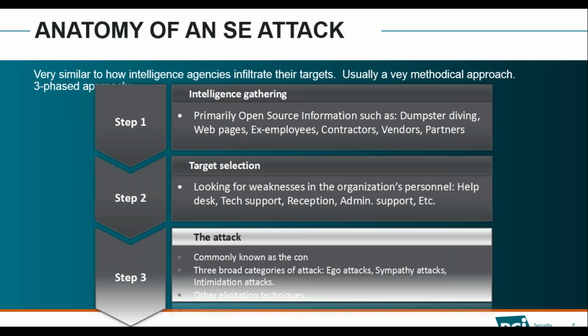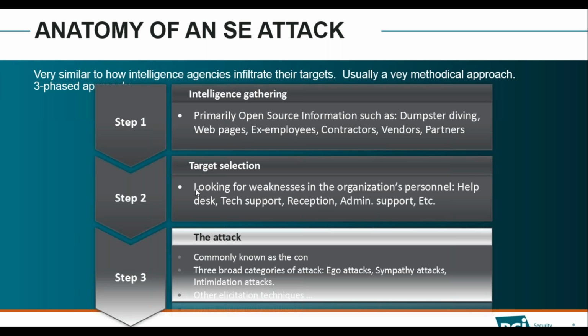Then work out what could be the modus operandi to get in. It could be a weakness in the organization's personnel. It could be the help desk, tech support, reception, admin support, etc. Now look at it, it's always the peripheral activities, never the core activities, that get targeted for entering into the system, and then finally the attack itself. We'll get into each one of these.